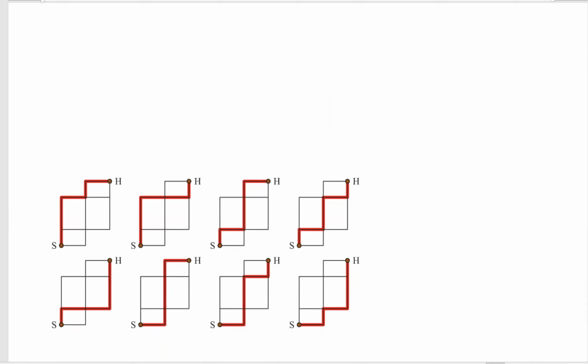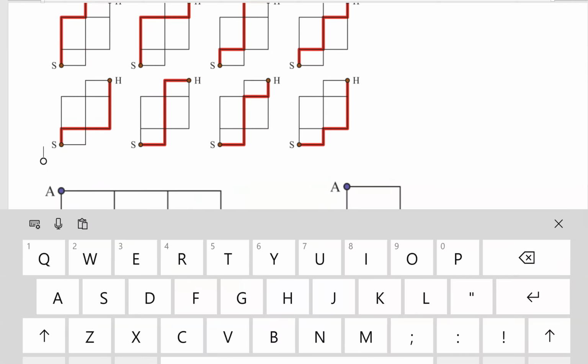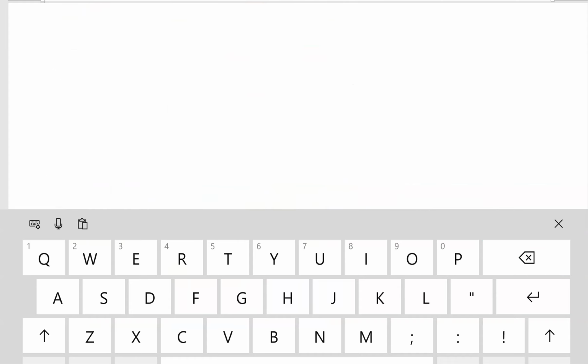Okay, we go over here and you can see, did you get 8? 1, 2, 3, 4, 5, 6, 7, 8, right? 8 different ways that we can actually find here.